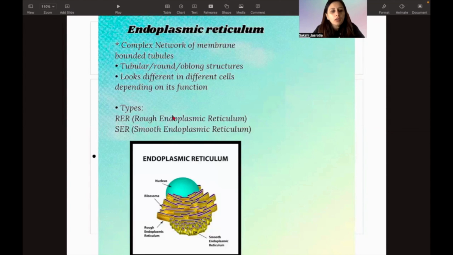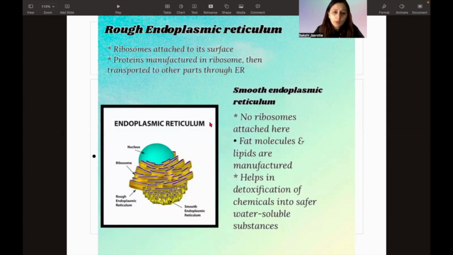Okay, now about the types. Rough endoplasmic reticulum and the smooth endoplasmic reticulum. So RER and SER. So RER, ऐसे जैसे हमें नाम से ही पता लग रहा है कि R rough है, कुछ roughness है उसके surface पे, that we can see in the appearance. And smooth, that means the surface is very, very smooth. Why is it so? We'll talk about it now.